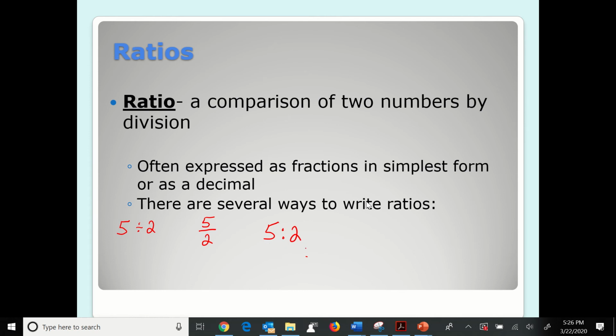These are all ratios. So if you have $10 and your friend has $4, the ratio of your money to their money is 10 to 4, which simplifies to 5 to 2. These are all ratios.